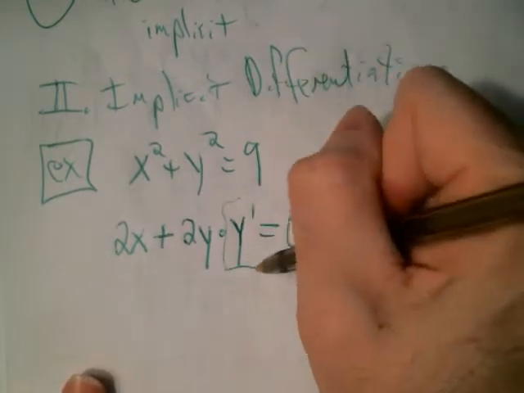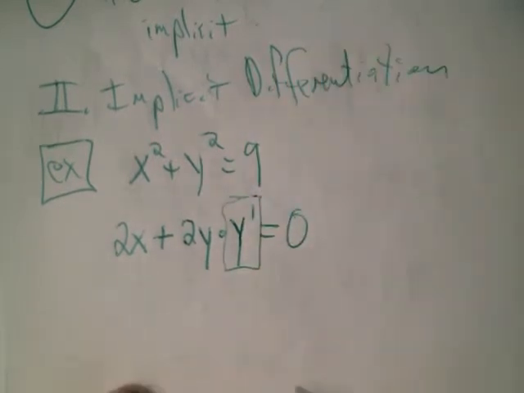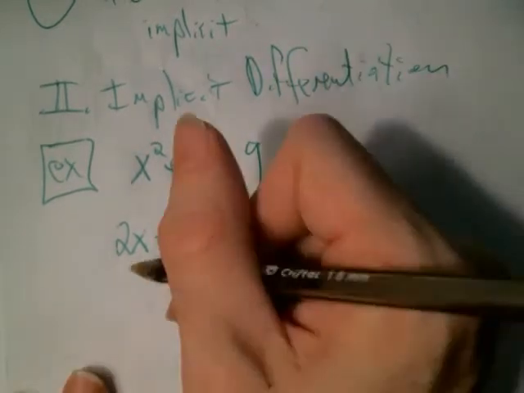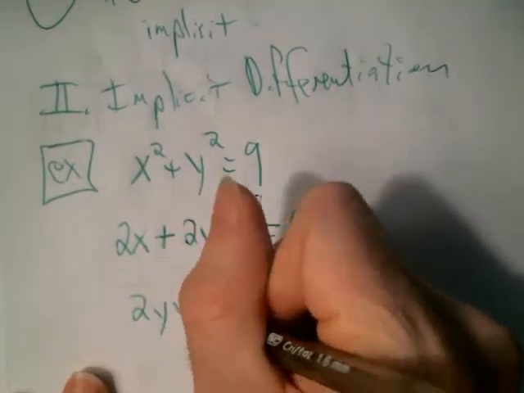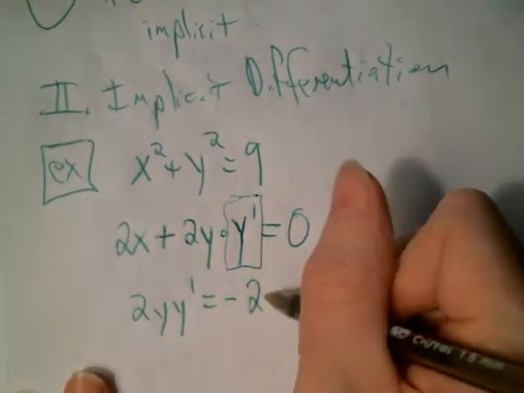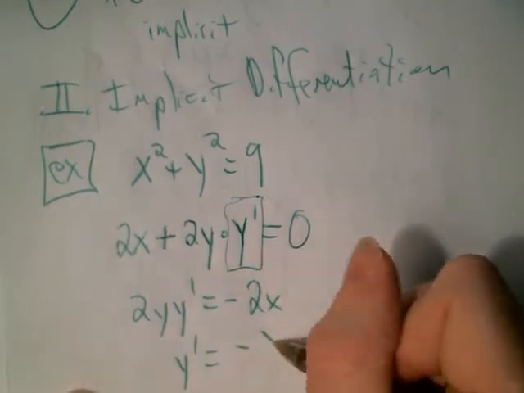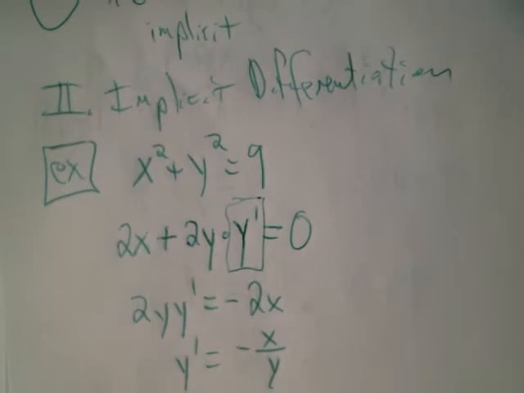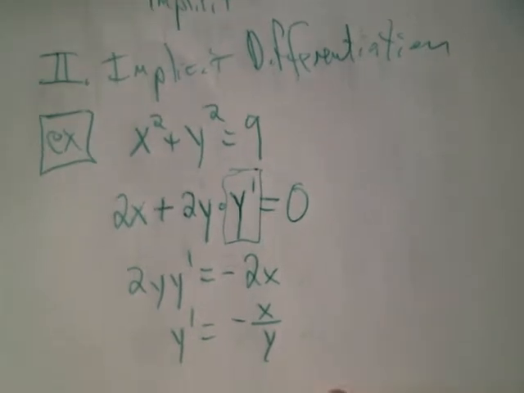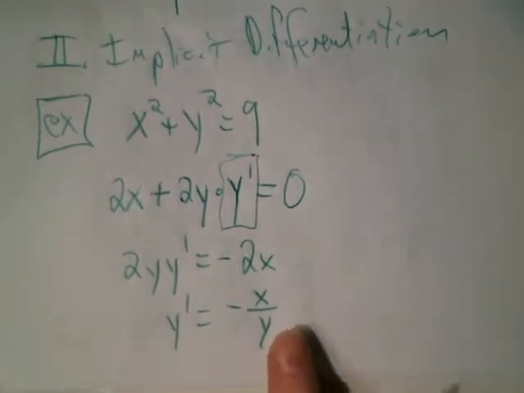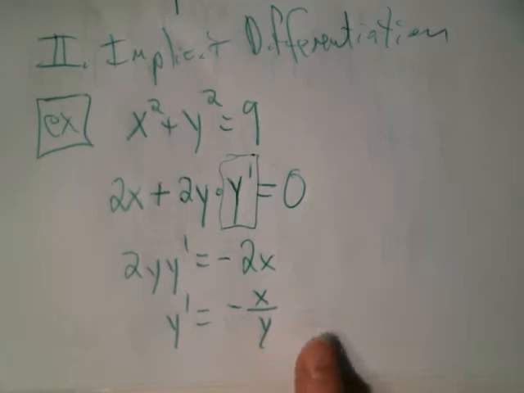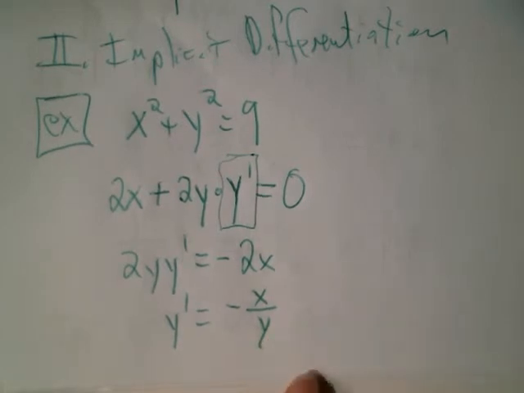And then you can solve out for this thing, which is basically the derivative of y, which is what you're after. So you'd have 2y, y prime is negative 2x, and then divide both sides by 2y. So y prime is negative x over y. It seems like a bummer, like, oh no, I don't have a nice explicit derivative in terms of x only. But this is okay. You can actually work with this, and it's fine.